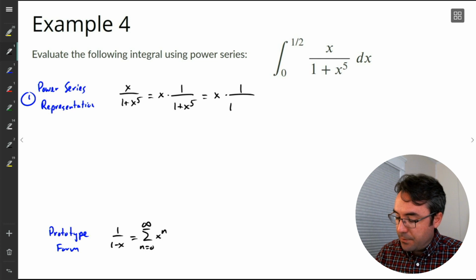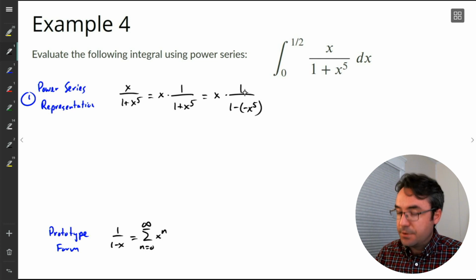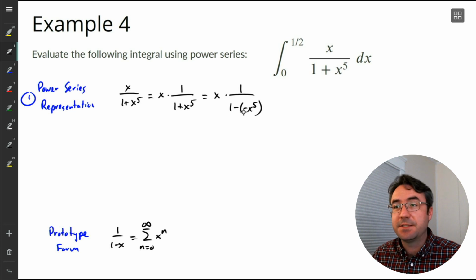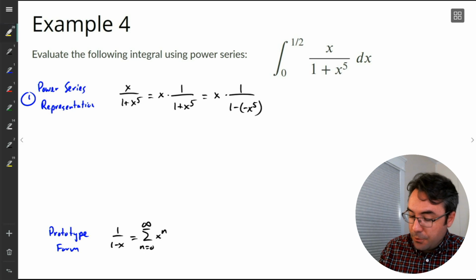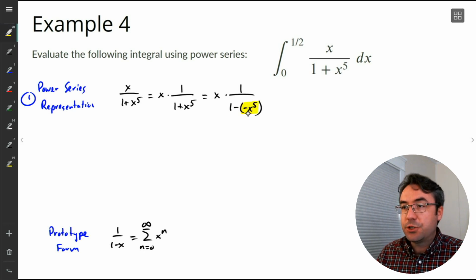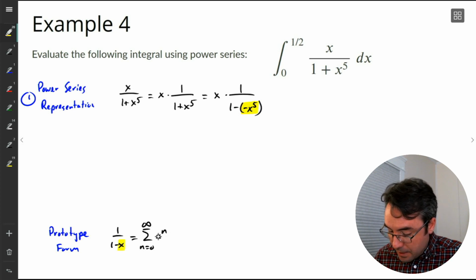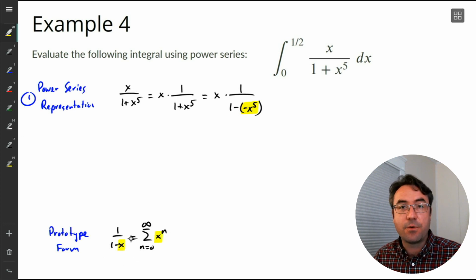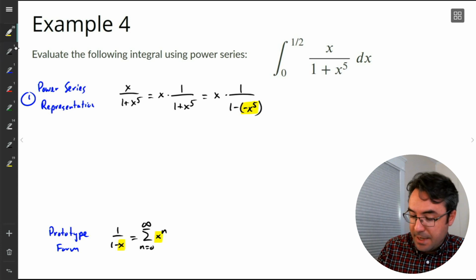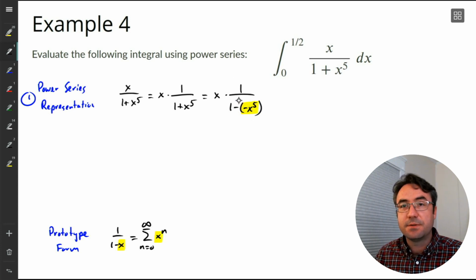So we know what to do with that. We do a double negative. So we're going to write this as 1 over 1 minus negative x to the power 5. And now we're going to treat this negative x to the power 5 like a variable, and plug that into this standard form, this prototype that we're always referring back to. So just plug negative x to the power 5 into here, and that's going to give us our power series representation for the function we're trying to integrate.